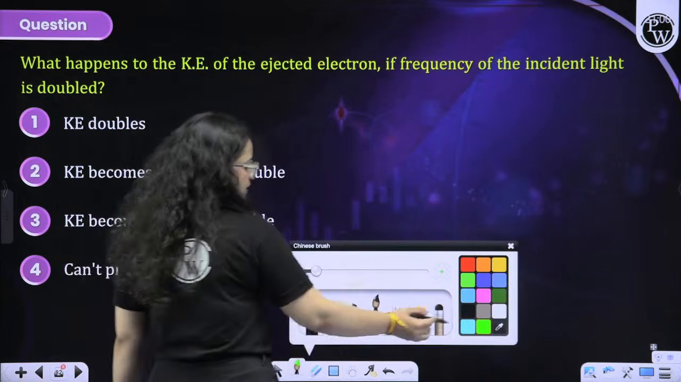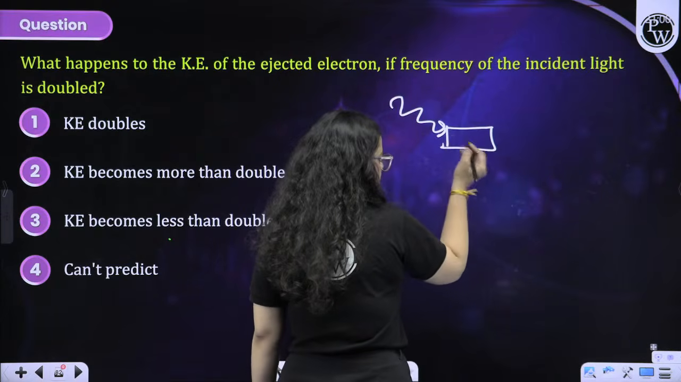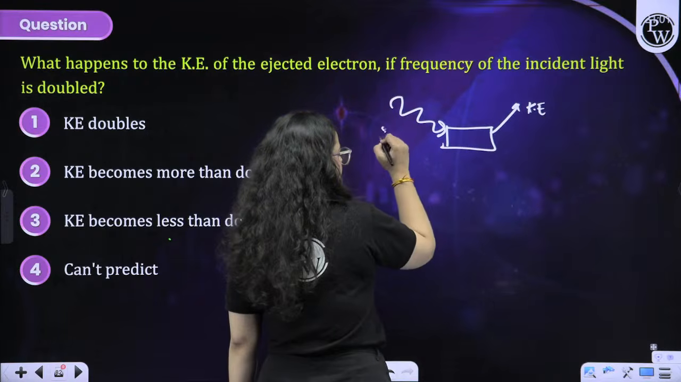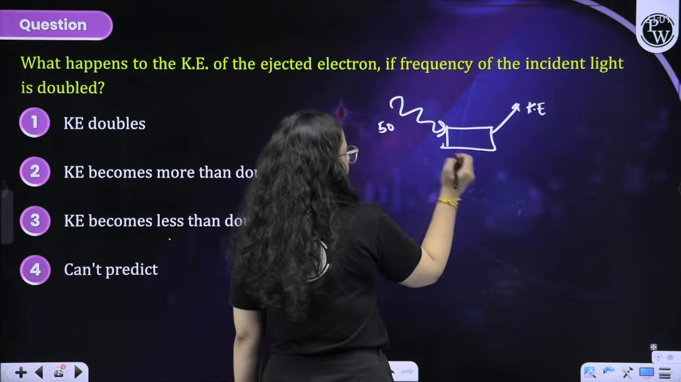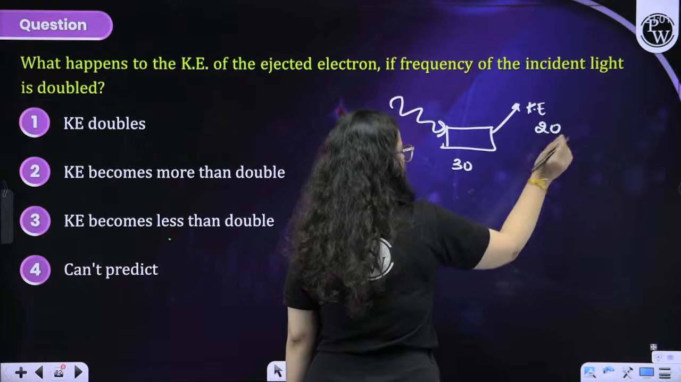Have a look. See, let us say the metal is there. Consider the energy of incident radiation and the emitted kinetic energy. I'm just taking an example. Let us say the incident energy is 50. The amount of work function is 30 and the kinetic energy removed is 20. I have taken this example.